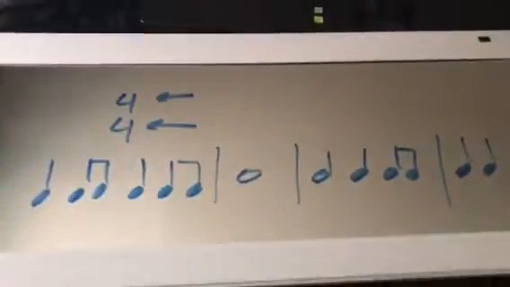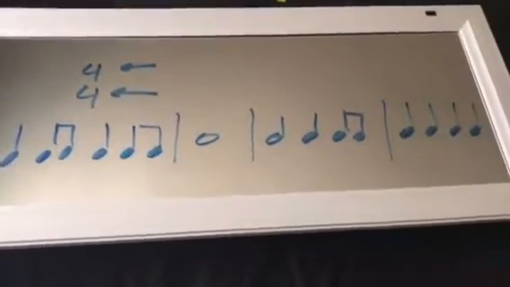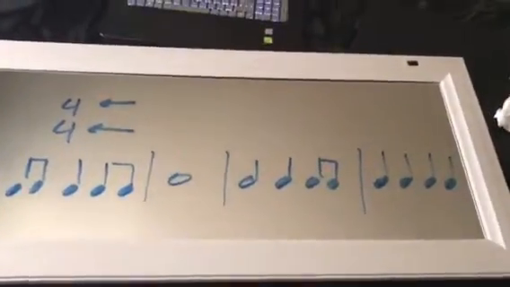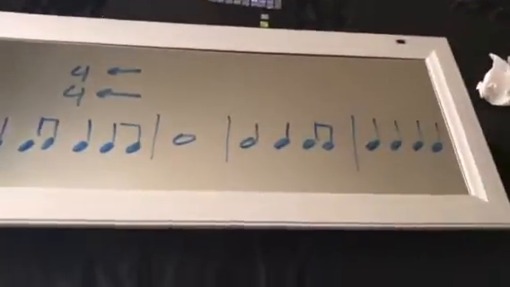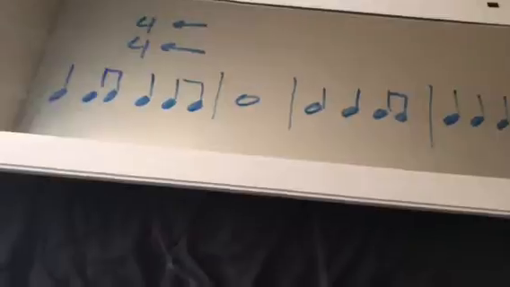But how do we know what a measure is, or how do we know where to divide our music? How do we know how to divide our music equally into measures to help us navigate through it? Well, that's what a time signature does for us. A time signature tells us exactly how the music is divided in each measure.